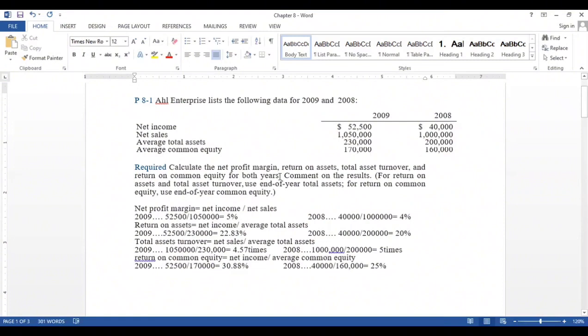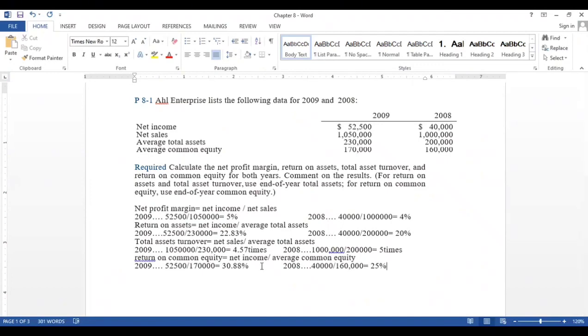It is all about the calculation of this problem, and then we need to comment on the results. If you can see, for the net profit margin from 2008 to 2009, previously it was 4% and now it is 5%. It means there is a little increase in the net profit margin, and also a slight increase in return on assets, but there is a very little decrease in total asset turnover, while in return on common equity there is a clear increase.